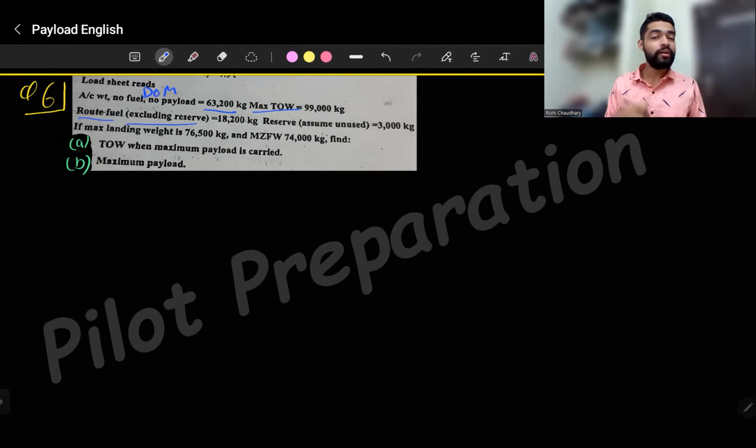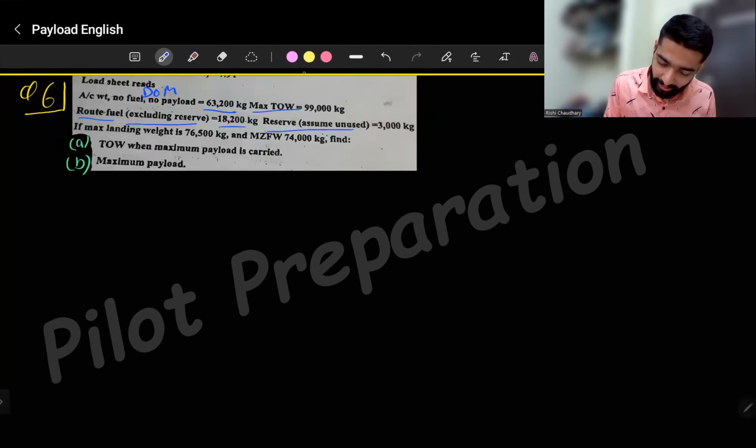Then maximum takeoff weight is this, route fuel excluding reserve. Route fuel means what? Trip fuel again. Route fuel is nothing but trip fuel. So this is trip fuel and reserve fuel is unused fuel. So this is 3,000 kg. The maximum landing weight is 76,500 kg and MZFW is also given, so directly just write the table first.